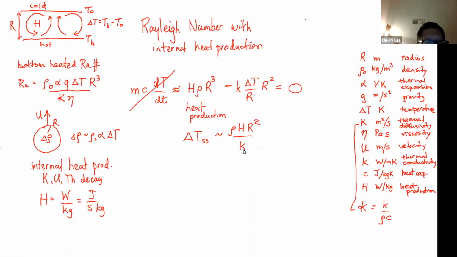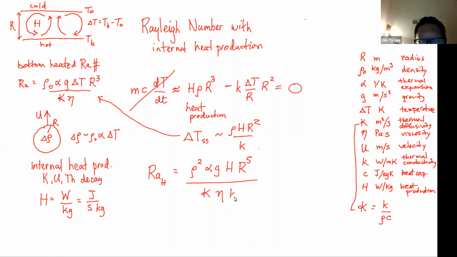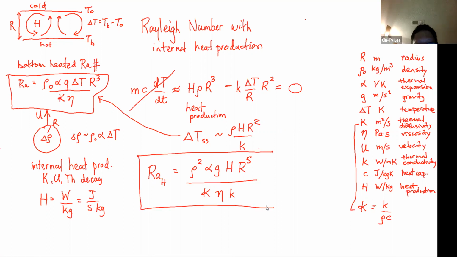Okay. Now all I have to do is plug this delta T into here for that delta T, and then what I get is a different type of Rayleigh number, which we call the internally heat producing Rayleigh number, and that's going to be rho squared alpha g H R to the 5th power. Look at that, a 5 instead of a 3, divided by kappa, eta, and K. It's a bit more complicated right here. So here we have the bottom heated Rayleigh number. Here we have the internally heat producing Rayleigh number.